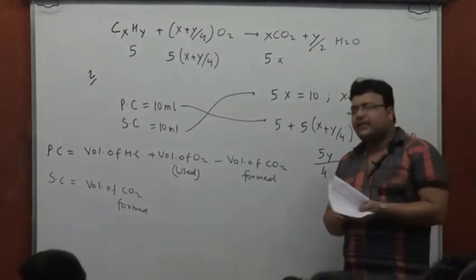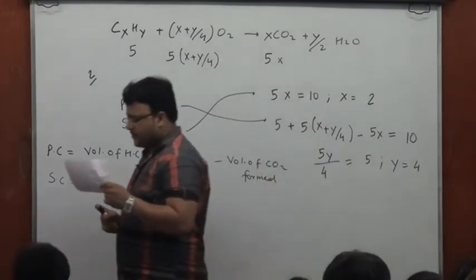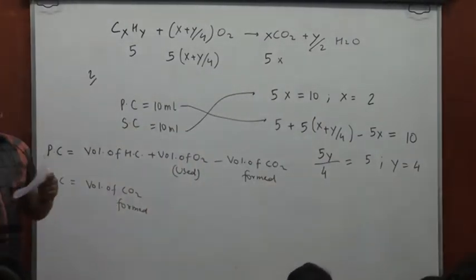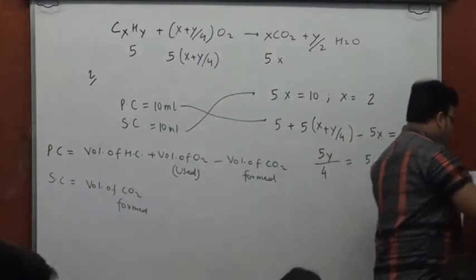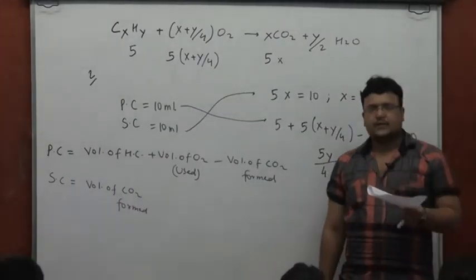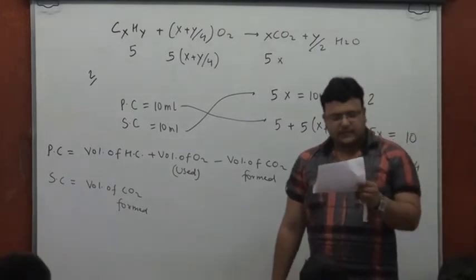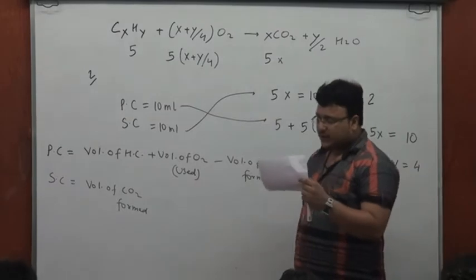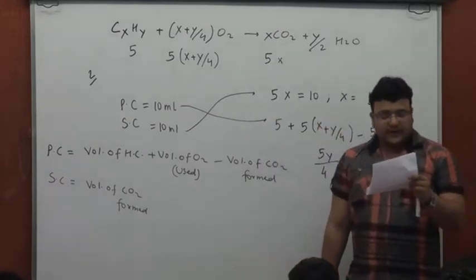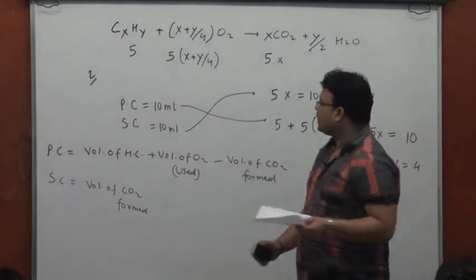We move to question 5. 16 ml of a hydrocarbon was exploded with excess of oxygen. On cooling, the volume of resultant gaseous mixture was reduced by 48 ml.